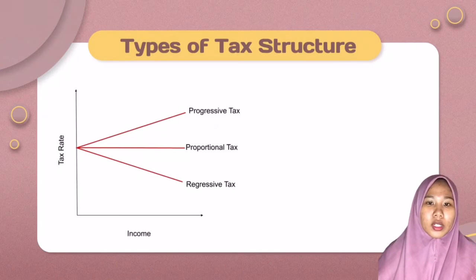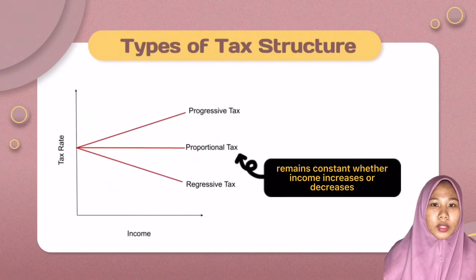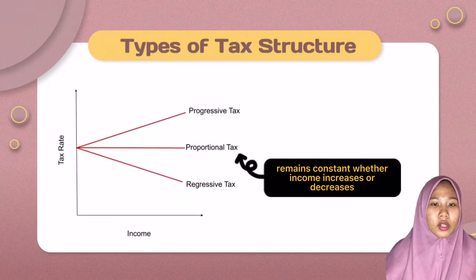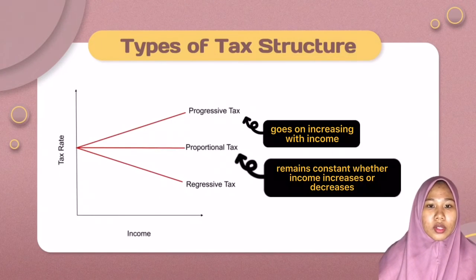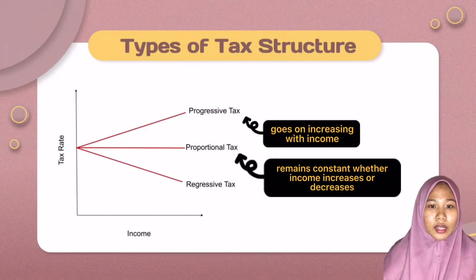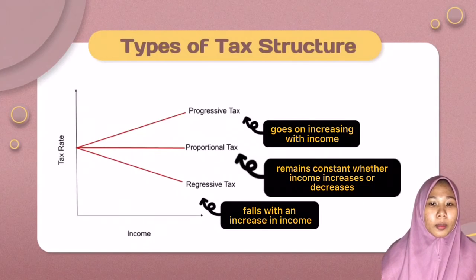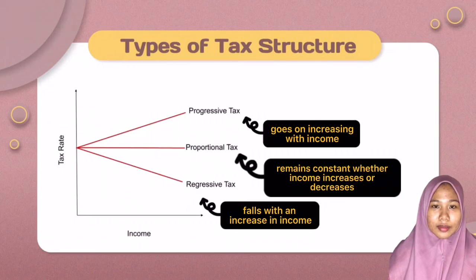First, proportional tax is a tax which is imposed at the same rate for all income levels. The tax rate remains constant regardless of whether income increases or decreases. Second, progressive tax is a tax rate which goes on increasing with income. The higher the income, the higher the percentage of tax. Last, regressive tax is a tax rate which falls with an increase in income. A regressive tax is the opposite of progressive tax. The higher the income, the lower the percentage of tax.